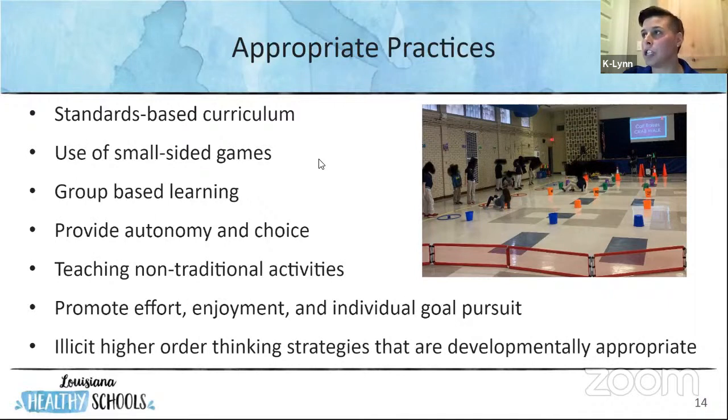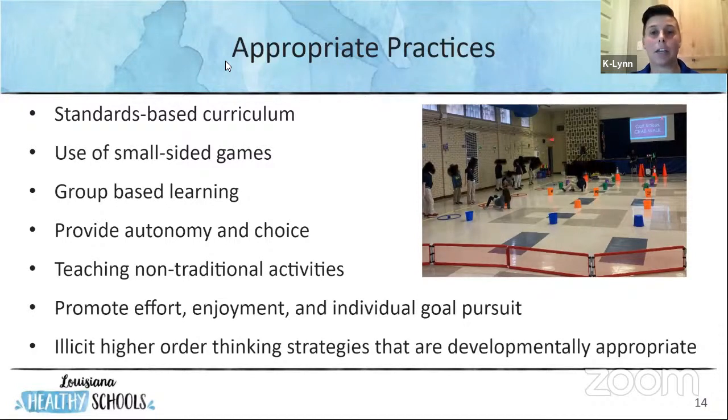The examples that we just gave obviously are more appropriate for elementary, but you can do very similar things with secondary, middle school, and high school with some different curricular models or different activities. One curricular model that we really love is the sport education model, and that is basically students are assigned small groups at the beginning of a unit.